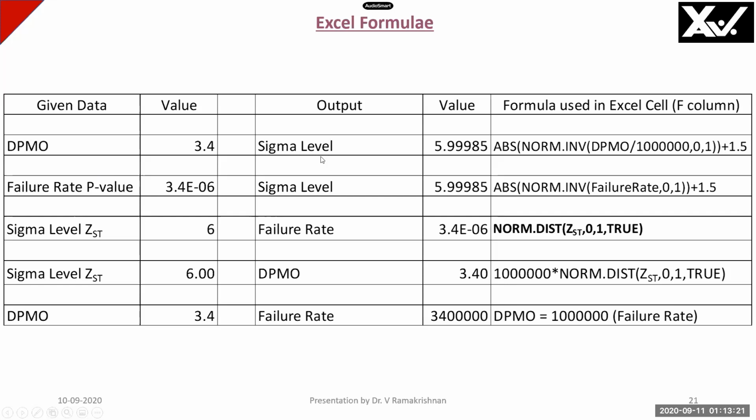Now, this is the Excel formula we have used. All these formulas, you will have to remember. Once you remember this, depending upon what is available, if DPMO is available you can find out the sigma level. If the failure rate is available, you can find out DPMO and get the sigma level, or directly the sigma level. Or if the sigma level is given, you can find out the failure rate, or given the sigma level, you can find out DPMO. All these things are possible for both discrete values, for defects, defectives, as well as continuous data.